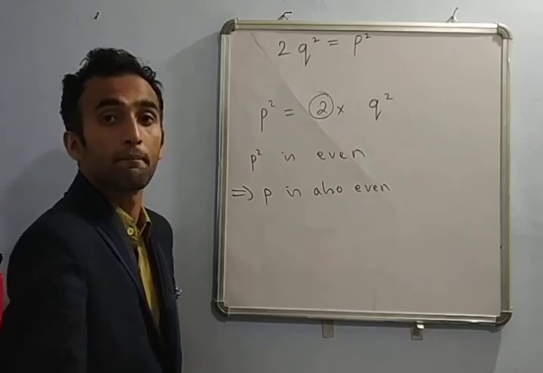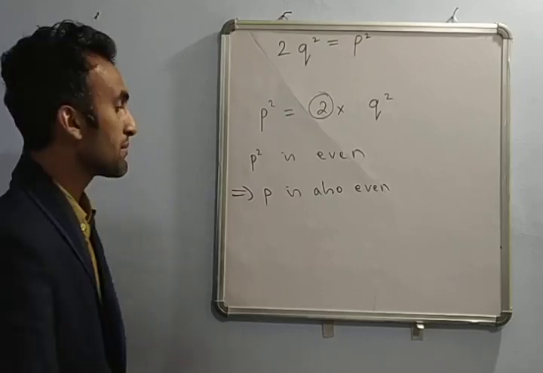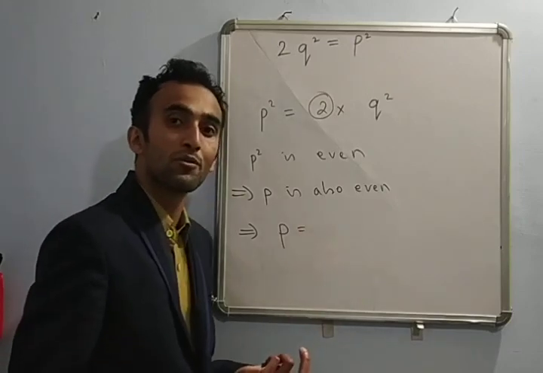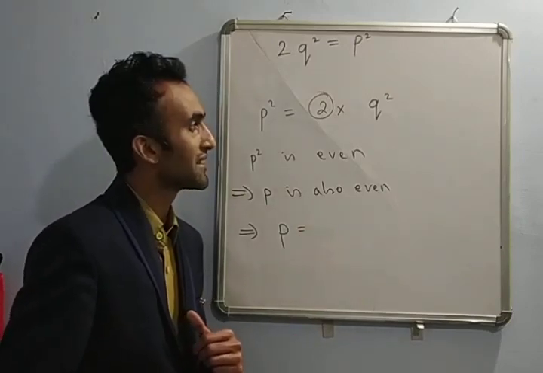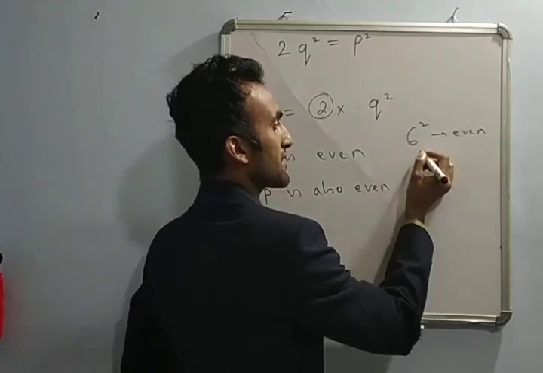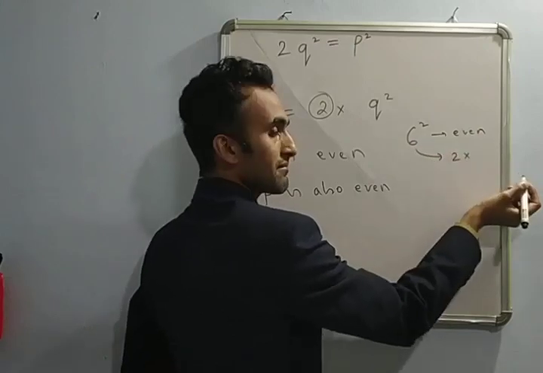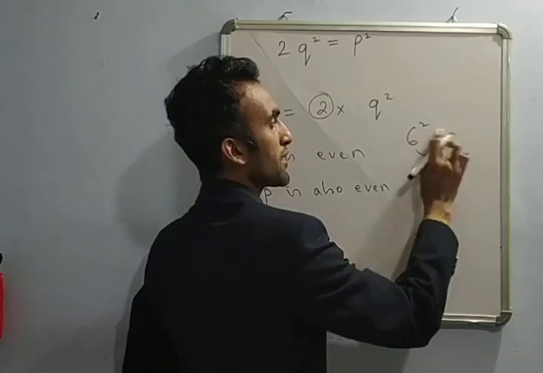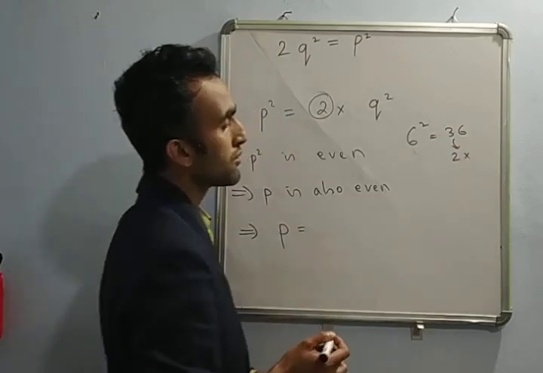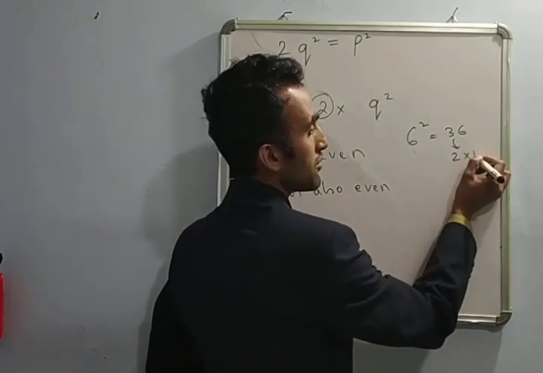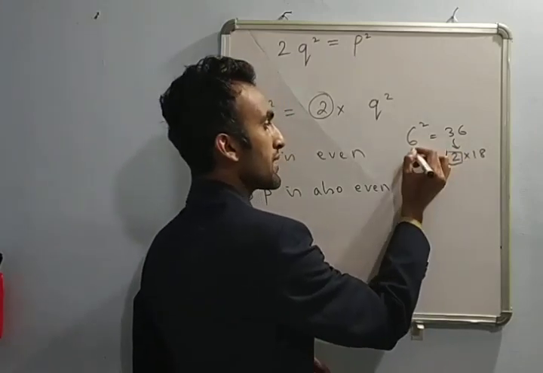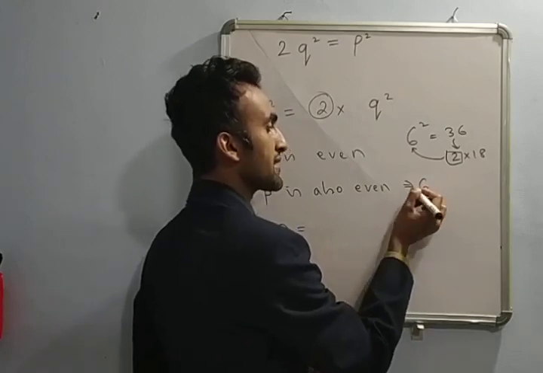Now p is also even. Remember, p is also even. P is even means what? It means p is also a multiple of 2. Correct or not? Yes, 6 square is even, which means 6 square can be written as 2 into something. Now 6 square is 36, and 36 is 2 into 18. Because of this 2, 6 square becomes even. Now I imply that okay, 6 is also even.